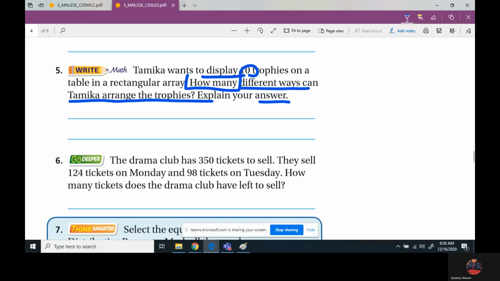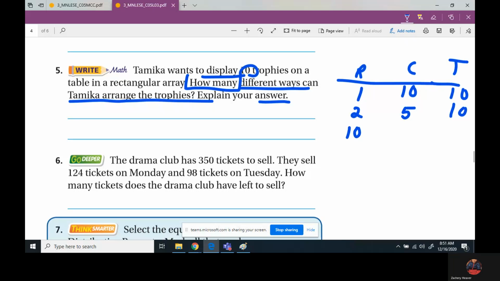She could have one row of 10. That's a straight line. She could have 2 rows, because the total has to be 10. Remember that. 1 times 10 is 10. She could have 2 rows of 5, which equals 10. Or she could have 10 rows of 1, which equals 10.